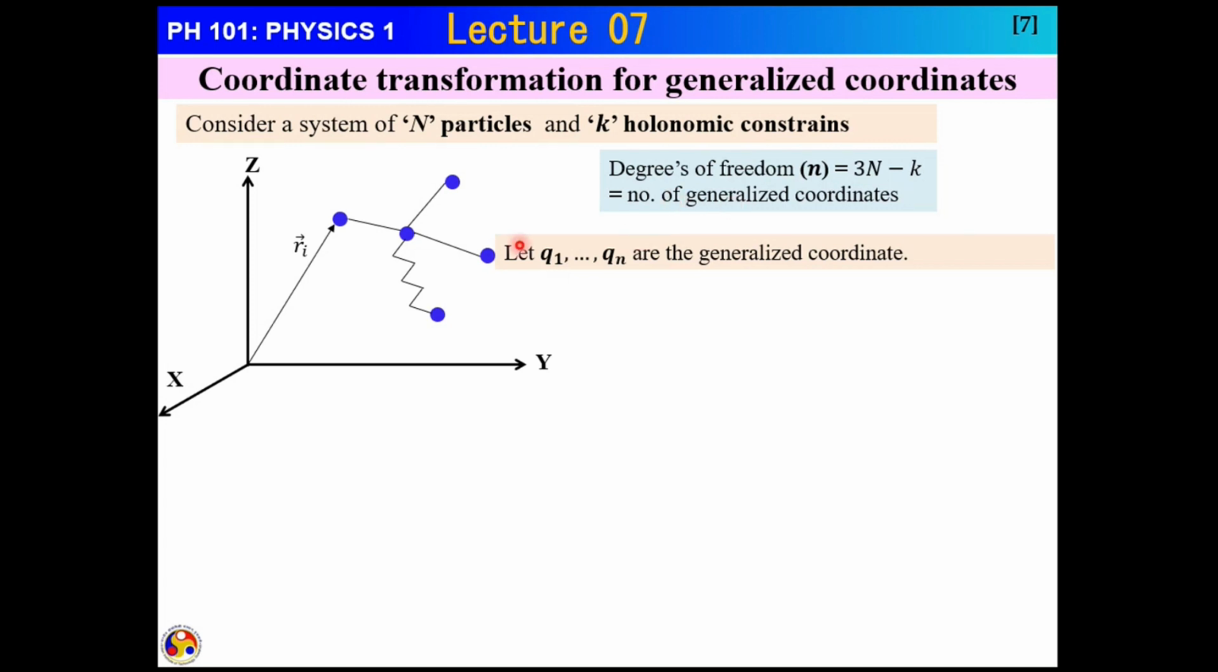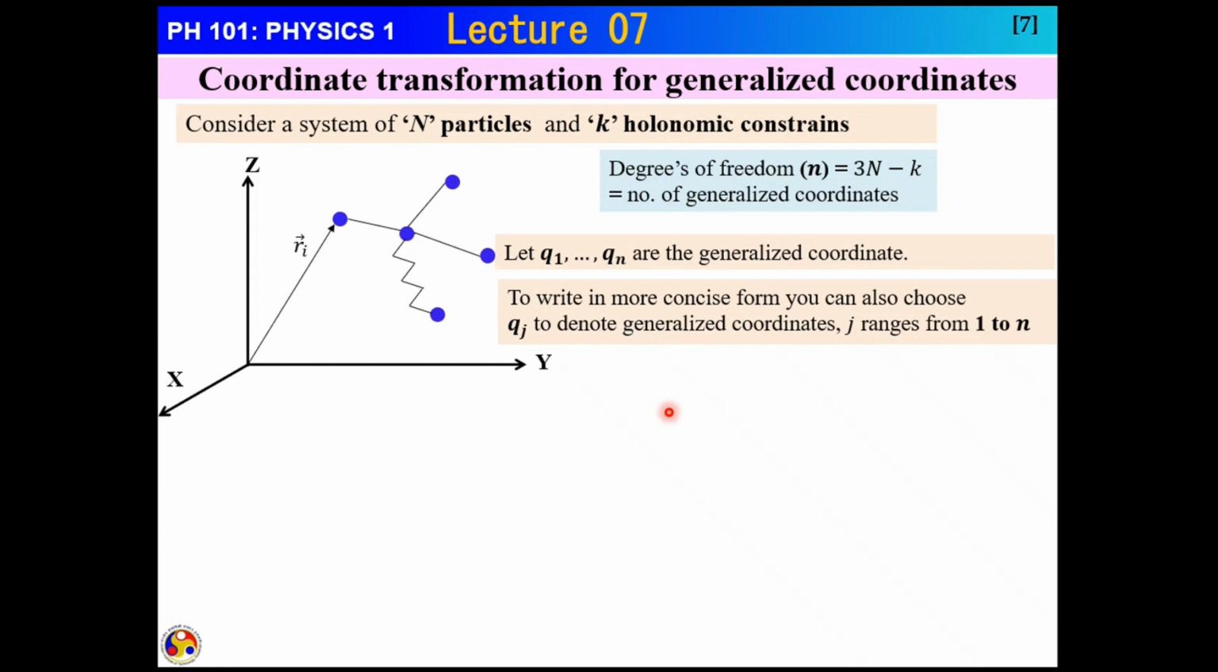So if we have n degrees of freedom, in order to describe the dynamics of the system, we need n generalized coordinates, which are given as q1, q2, q3, and so on up to qn. To write in a more concise form, you can also choose qj to denote the generalized coordinates, where j ranges from 1 to n.